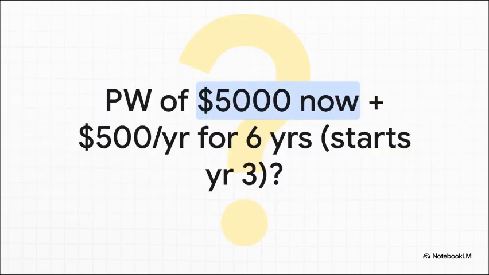Okay, time to put this into action. Here's a classic exam-style problem. We've got an upfront cost of $5,000 and then a series of 6 annual upgrade payments of $500. But here's the catch. That series doesn't start until year 3. So the question is, what's the total present worth of everything right now at time 0?